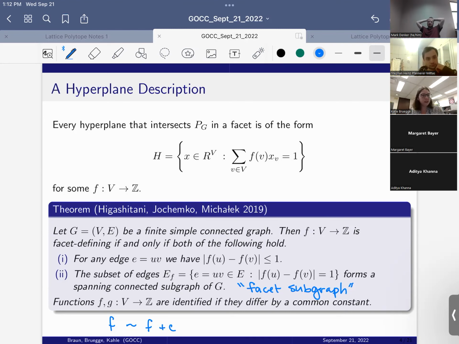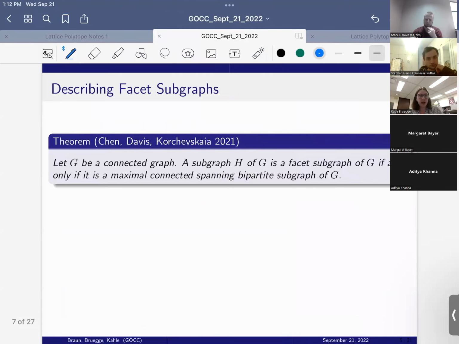So we have this further description of which subgraphs can be facet subgraphs. If G is a connected graph, a subgraph H is a facet subgraph of G if and only if it is a maximal connected spanning bipartite subgraph of G, which is a lot of words. The connected and spanning condition comes directly from the theorem on the previous page. Our graphs that were facet subgraphs needed to be connected and spanning. But this maximal and bipartite comes from the restrictions we get from the functions themselves.